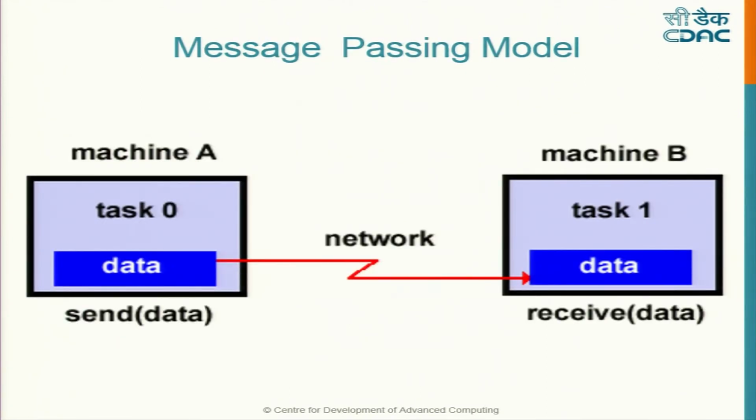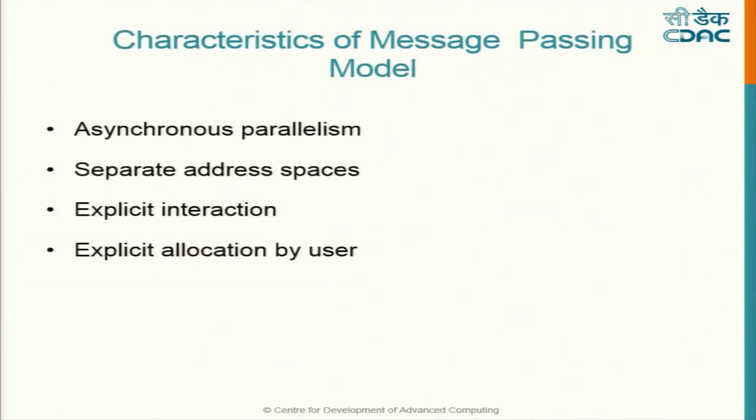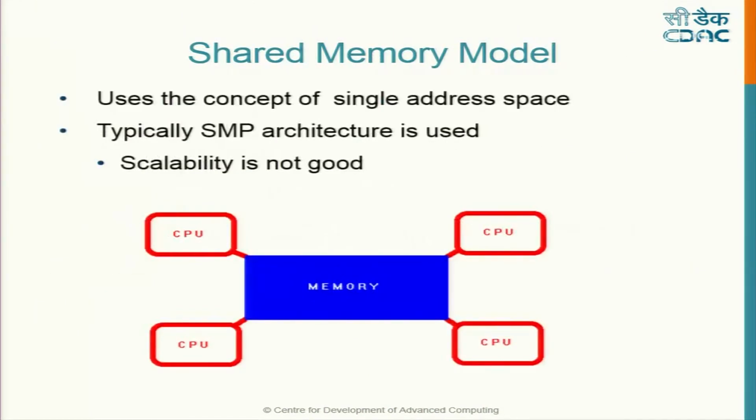Whereas in the message passing model, this is one node, this is another node, and this is your InfiniBand network. There has to be a process called send here, and a process called receive here. Only then can they talk to each other. So here you have asynchronous parallelism, meaning you have to explicitly send the data. The interaction has to be explicit. The address spaces are separate. In the previous case, as you saw, there was a single memory which was shared. That is not the case here.